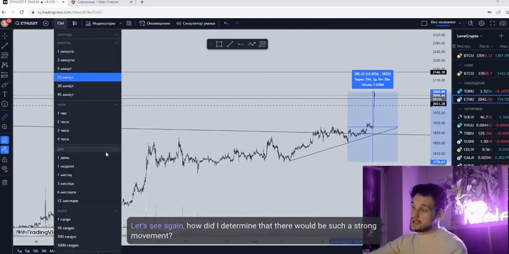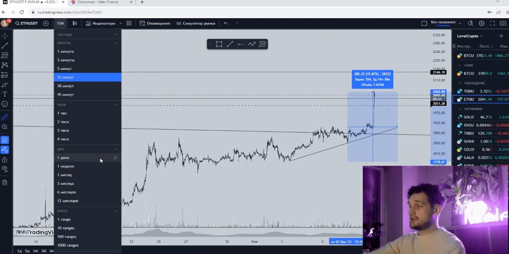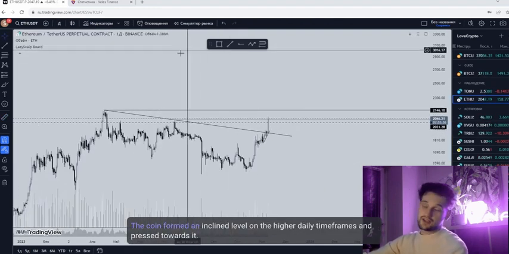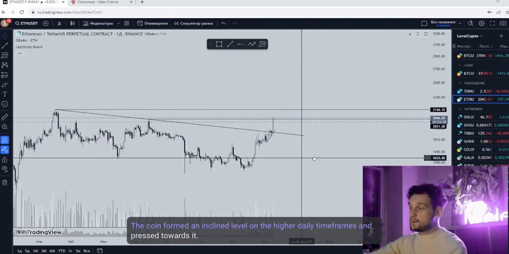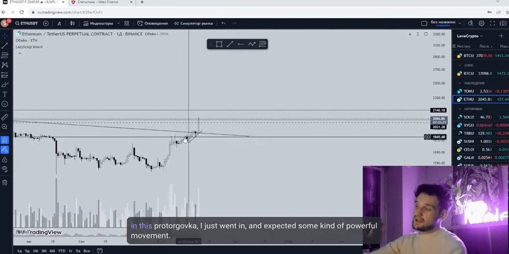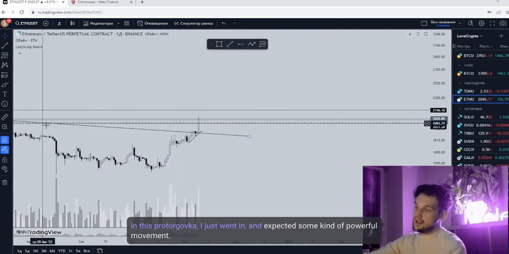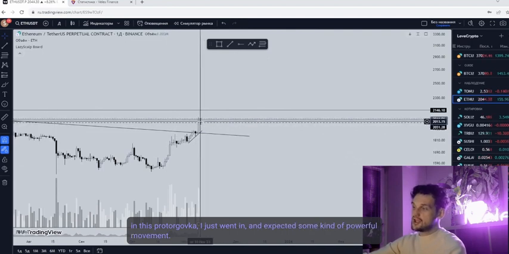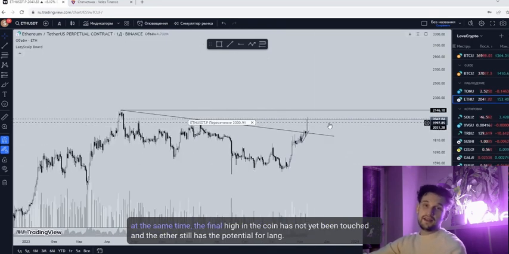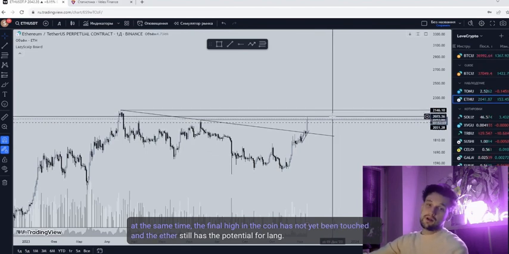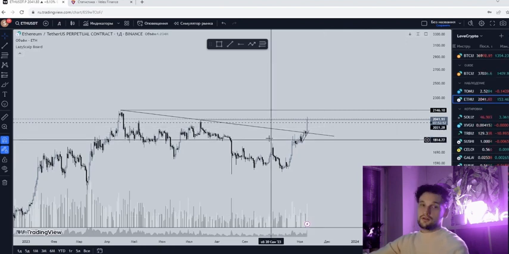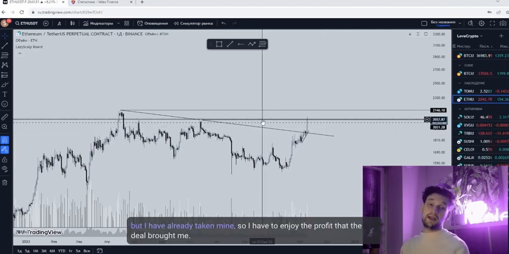Let's see again, how did I determine that there would be such a strong movement? The coin formed an inclined level on the higher daily time frames and pressed towards it. In this squeeze, I just went in and expected some kind of powerful movement. At the same time, the final high in the coin has not yet been touched, and the Ether still has the potential for long. But I have already taken mine, so I have to enjoy the profit that the deal brought me.